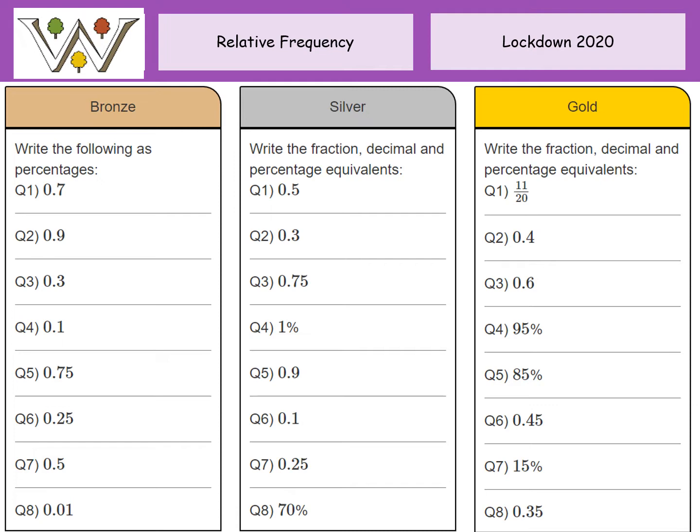This is your starter. So it's all about the equivalence of fractions, decimals and percentages, which is something we've looked at in recent weeks, and also something that you'll need for this session today. So if you'd like to have a go at bronze, silver or gold, pause the video now.